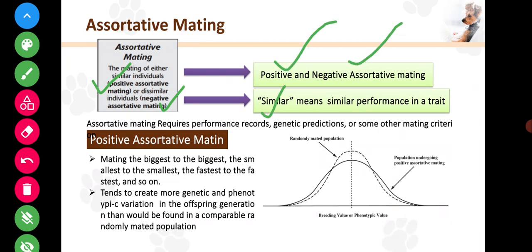What does similar stand for? Similar means similar performance in a particular trait. Those animals may be different in many other traits, but they are similar in one particular trait. That is called associative mating. Associative mating requires performance records, genetic prediction, or some other mating criteria. You need performance recording; without it, you will not be able to perform associative mating.